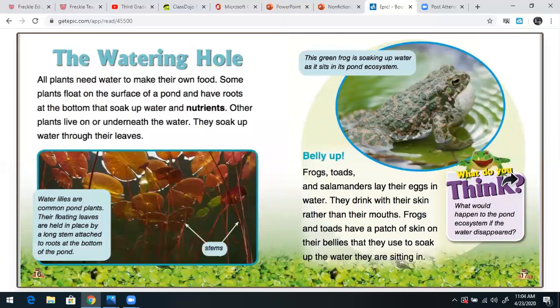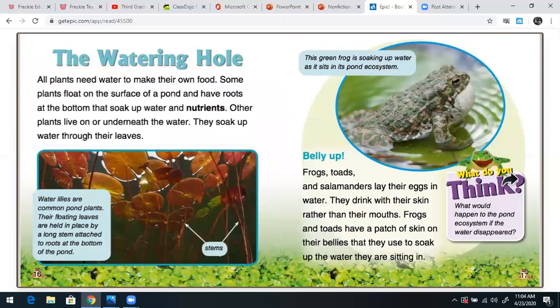The watering hole. All plants need water to make their own food. Some plants float on the surface of a pond and have roots at the bottom that soak up water and nutrients. Other plants live on or underneath the water. They soak up water through their leaves.